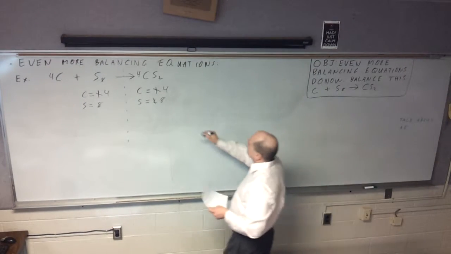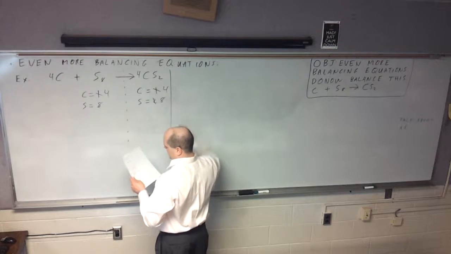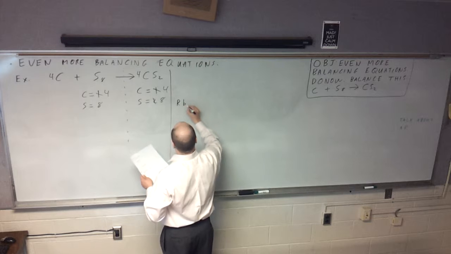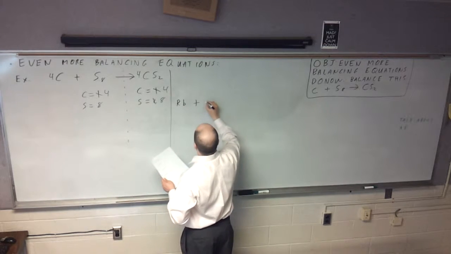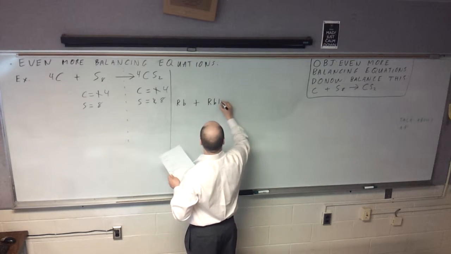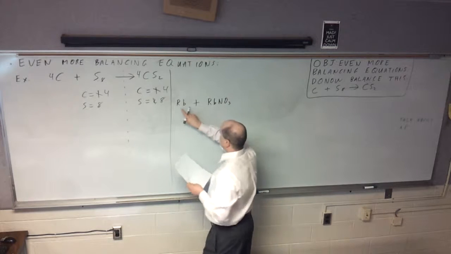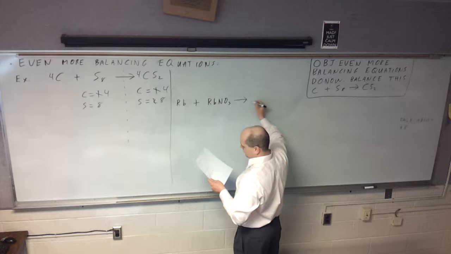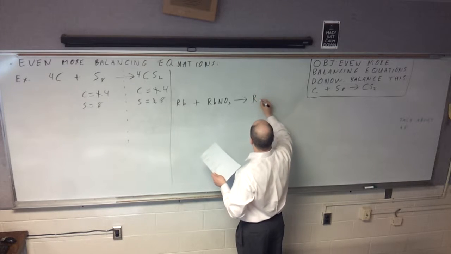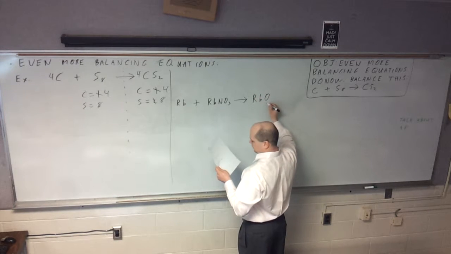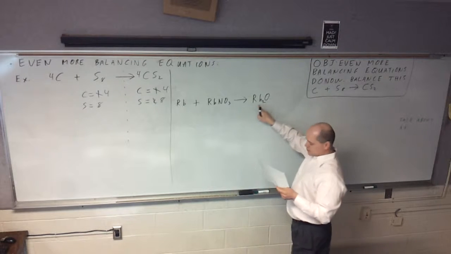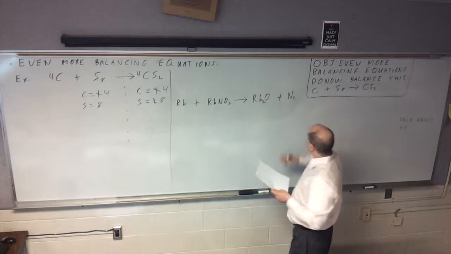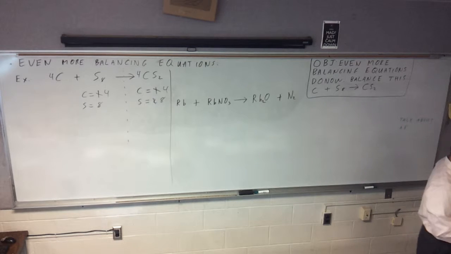All right, let's do something that's a little harder now. I'll do it down here so I don't run out of space. Rubidium plus rubidium nitrate. So this will be like the pure metal. This one will be like a salt. Makes rubidium oxide, Rb2O. I imagine this would look like an ash. And then this is just nitrogen gas, which is what you're breathing right now.